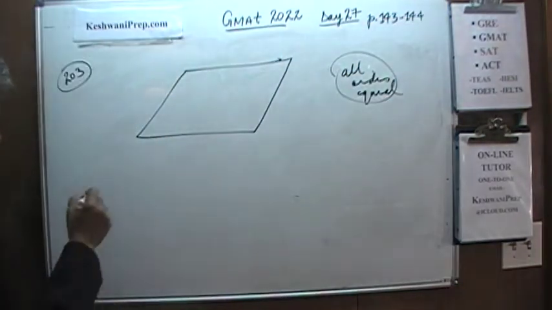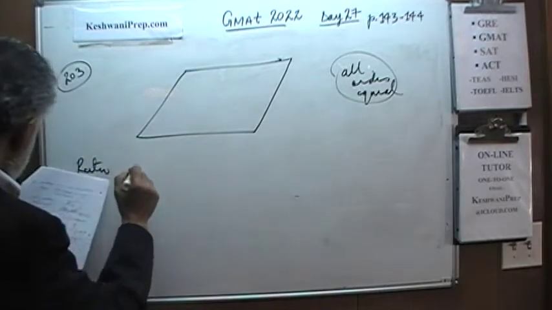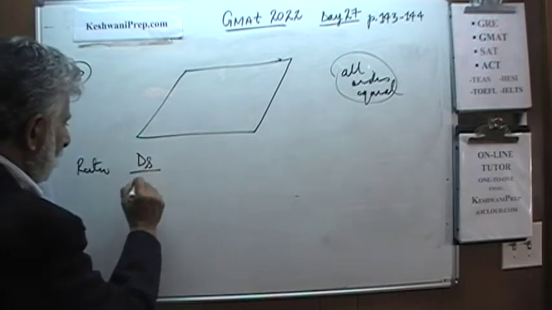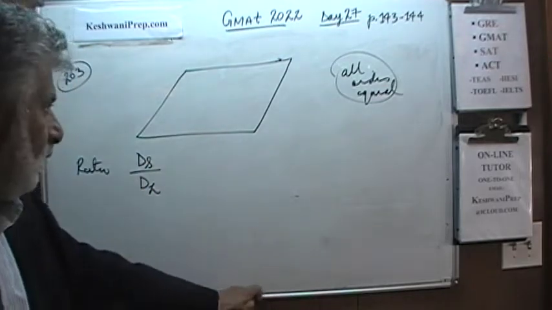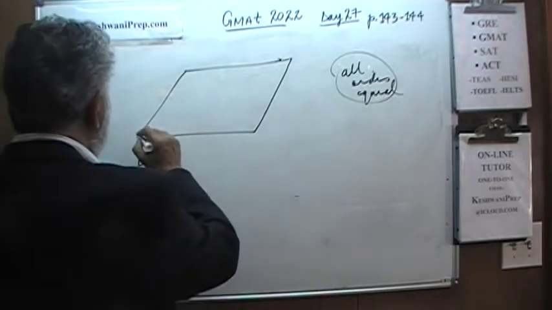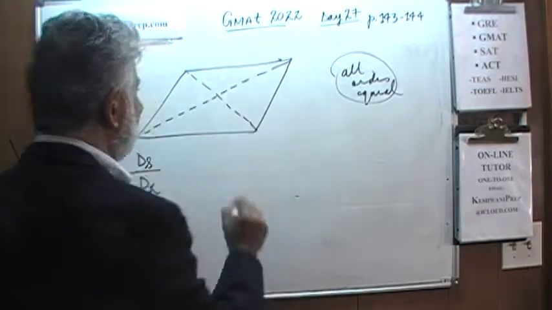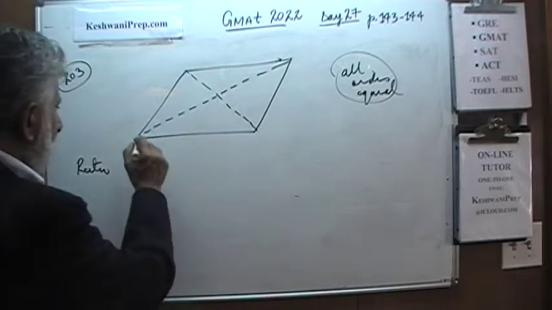Here's the question. We're looking for the ratio of the shorter diagonal to the longer diagonal. That's the ratio we're looking for. So here's the longer diagonal, and here's the shorter diagonal. Those are the ratios we're looking for. Let's start with the longer diagonal right here.